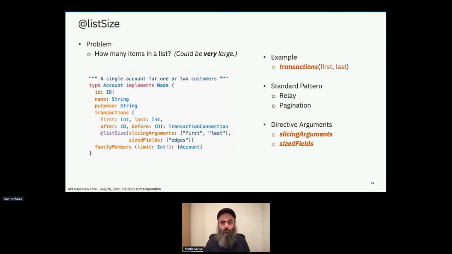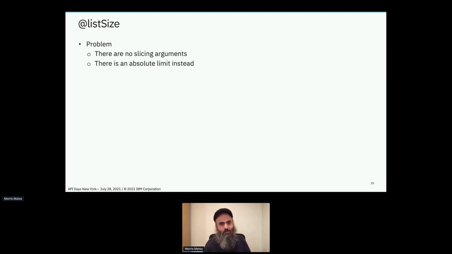And when I'm actually using the standard pattern, it means that I'm not slicing a list return right here, which some people do, but instead I'm slicing the list returned by a child within the object that I'm returning. And so this sized fields is telling you which field I'm sizing with my slicing arguments. All right, that's when I'm using the standard pattern.